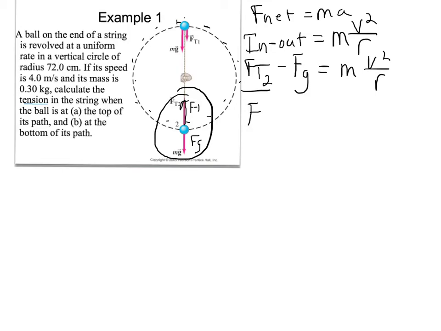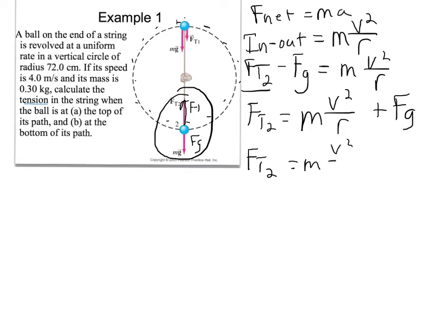Well, gravity was an in force, and so on the left side of the equation it was added last time. This time it's subtracted, so to get rid of it, we've got to add it. So force of tension 2 equals mv squared over r plus Fg. We can replace Fg with what it is, so now I've got Ft2 equals mv squared over r plus mg. And I've learned my lesson.